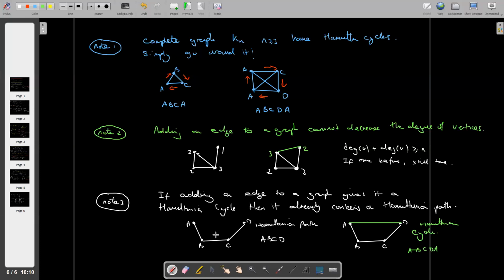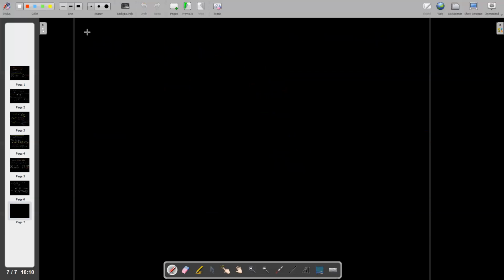So what we're saying is, if it's got this Hamiltonian cycle, when we add one more edge to this, it now has a cycle. It must have already had a path. Okay, hopefully that's pretty straightforward. Okay, so note 4, and then we're ready for the proof. Note 4 was the one that kind of threw me a little bit.